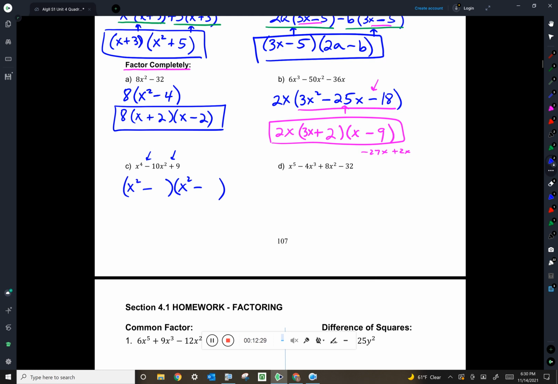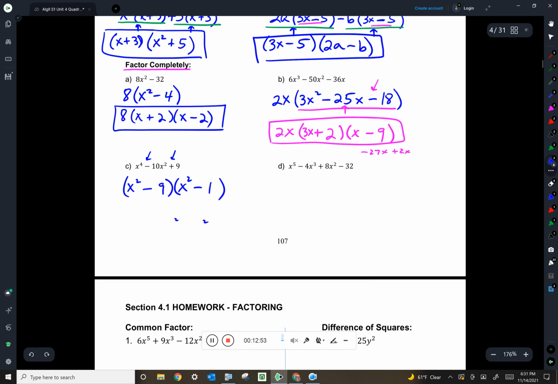But can you tell pretty quickly that 3 and 3 is not going to work? Because the outer would be 3x and the inner would be 3x. That's going to give me 6. That's not going to give me 10. Okay, so instead of 3 and 3, I'm going to go 9 and 1. Will that work? I think so, because the outer is minus 1x squared and the inner is minus 9x squared. That definitely gives me the minus 10, right?